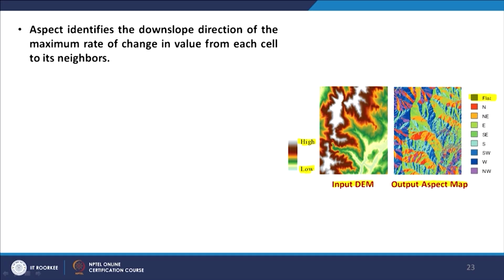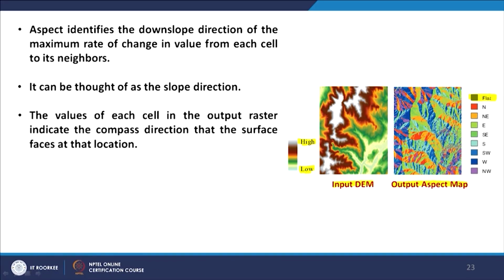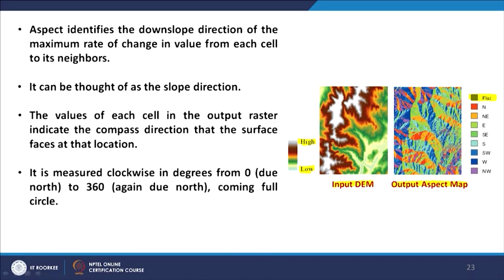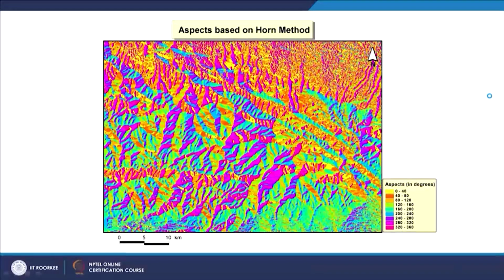So aspect basically identifies the downslope direction of the maximum rate of change in value from each cell to its 8 neighbors, and it can be thought of as the direction of a sloping surface. Values for each cell in the output raster indicate the compass direction, measured clockwise in degrees, 0 to 360 degrees. Flat areas having no downslope direction are given a value of -1.